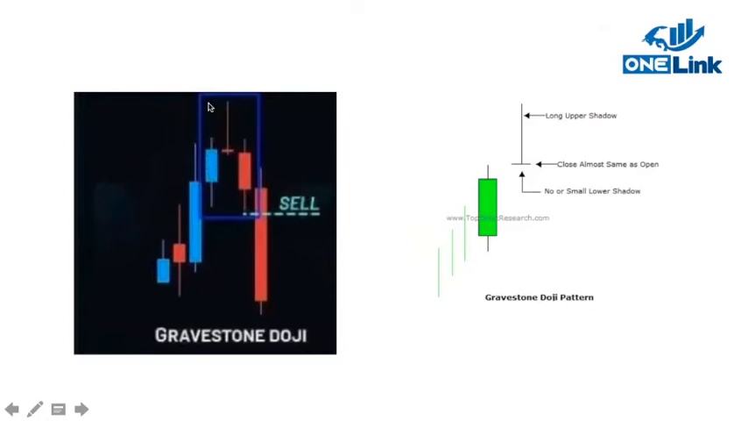Just because it happened at the resistance doesn't mean anything; the price can still break that resistance. That's why you need to have a confirmation. What kind of confirmation can you look for? Wait for the second candle, then wait for the third candle, and the third candle overshoots the length of the second candle. That will be your selling point, and that will be your exit. Only then is this Gravestone Doji a true sign of reversal.